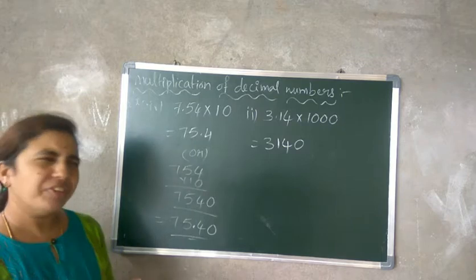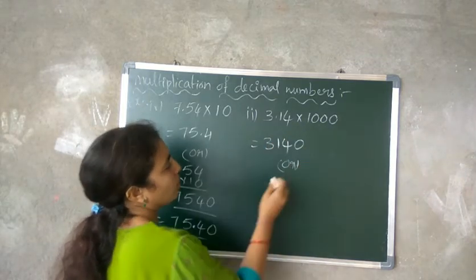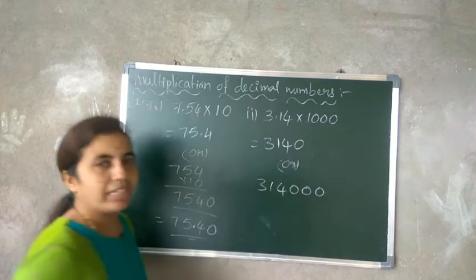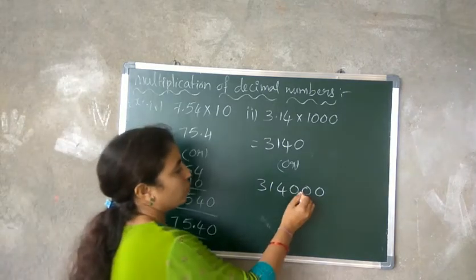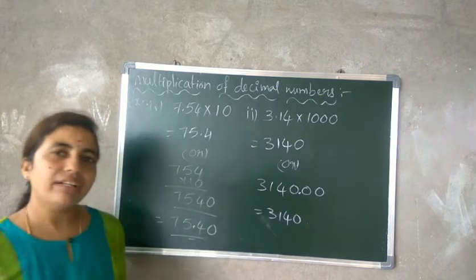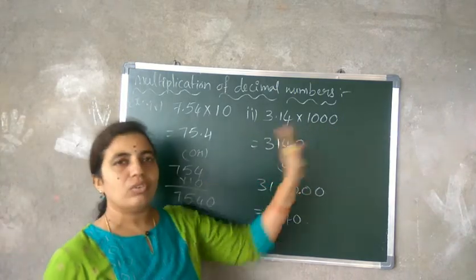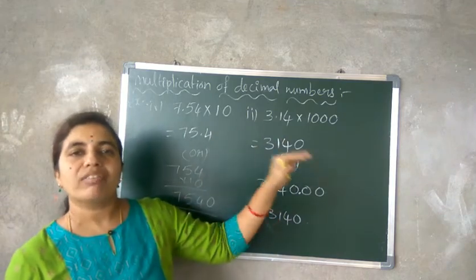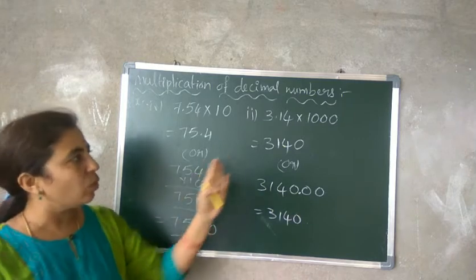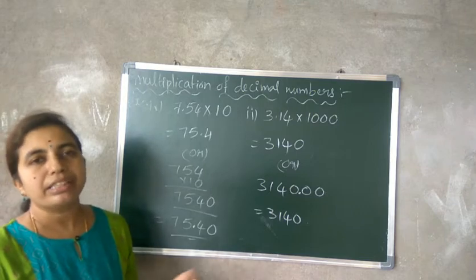If you are getting confused, go with the general method only. Just multiply 314 into 1000, which is 314,000. Now how many decimal digits do you have here? 2 decimal digits, 1, 2, point. So the answer is 3140. Either way we are getting the same answer. If you remember that based on the number of zeros the decimal will move forward that many digits, it's okay. If not, just go with multiplication and then keep the point. You'll get the same answer.